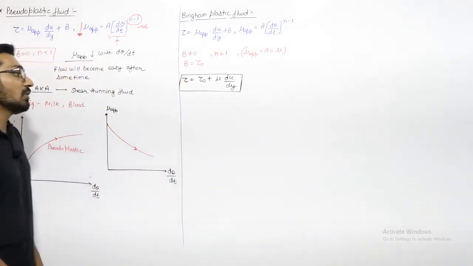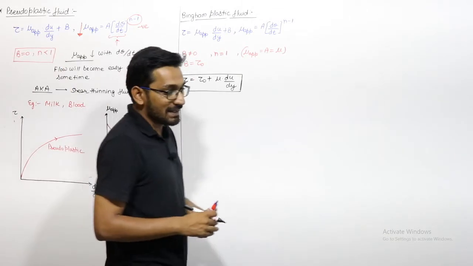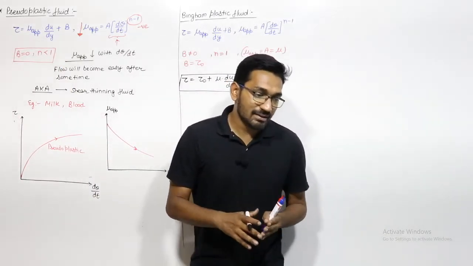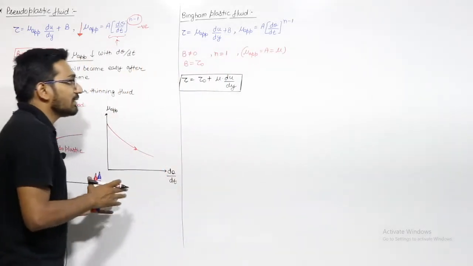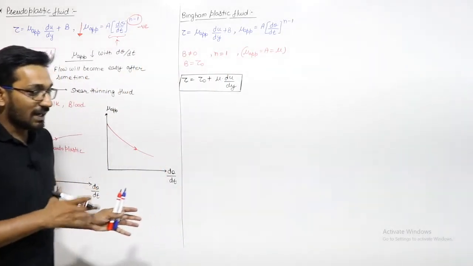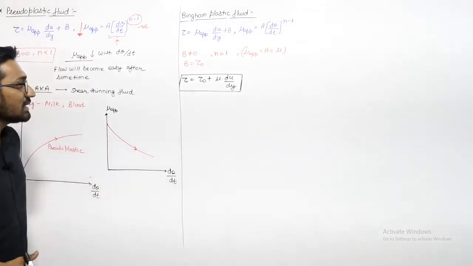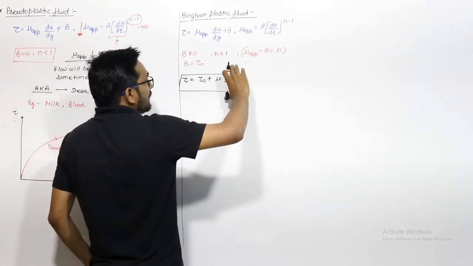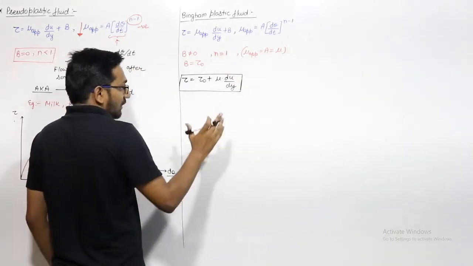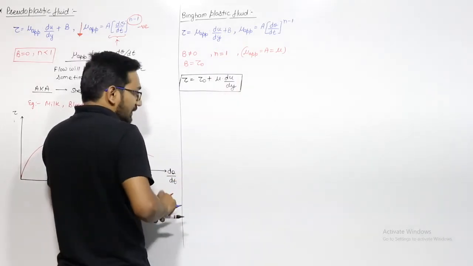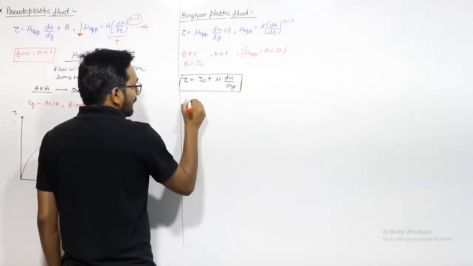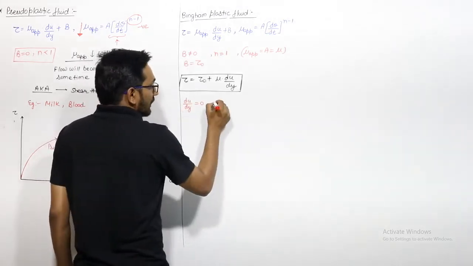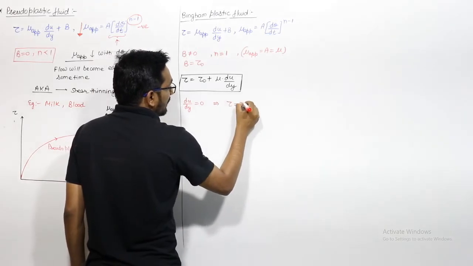Tau is equal to tau naught plus mu into du by dy. So in this case the apparent viscosity will be equal to the dynamic viscosity. And if you can see from here, if du by dy is 0, it means that the shear stress will be equal to tau naught.